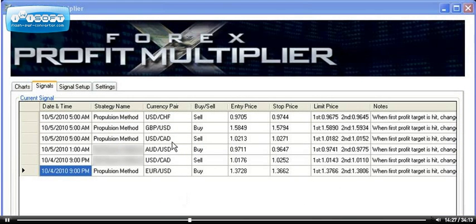Okay, let's focus in on the U.S. Canadian dollar. The sell signal at the entry price. Here's the initial stop and the first and second profit targets. Now I'm going to show you how to enter this order on a typical broker-provided trading platform. So let's go there.